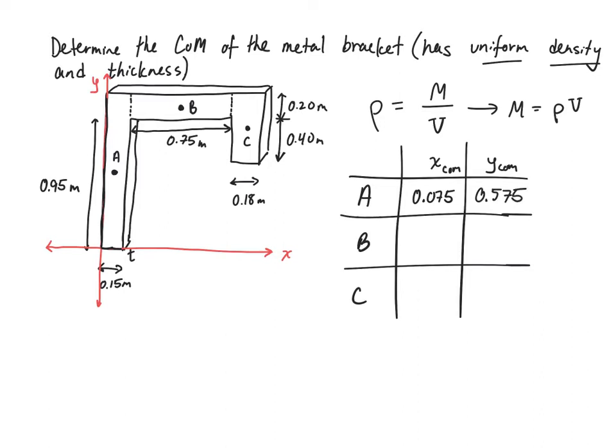For part B, we know that we're going to go halfway across here, but we also want to include the already 0.15. So half of 0.75, that's this distance here of 0.375, plus 0.15. I'm going to get 0.525. Oops. And then for the y value for this one, we're going to go all the way up here, 0.95 meters, and then halfway up this, which is another 0.1. So 0.95 plus 0.1, so 1.05.